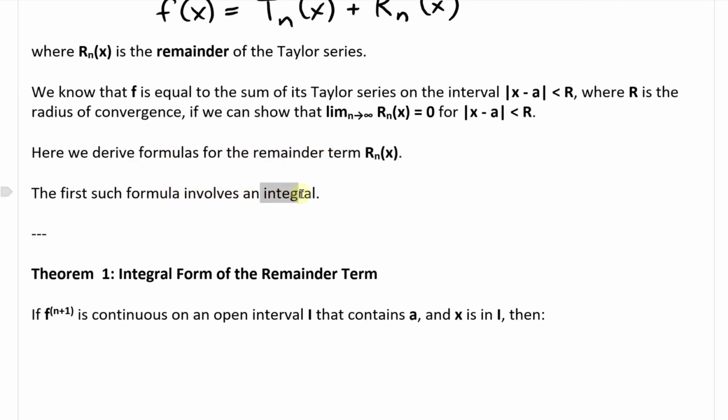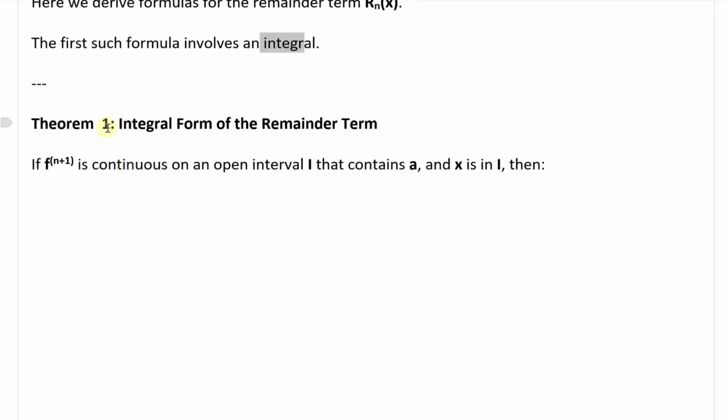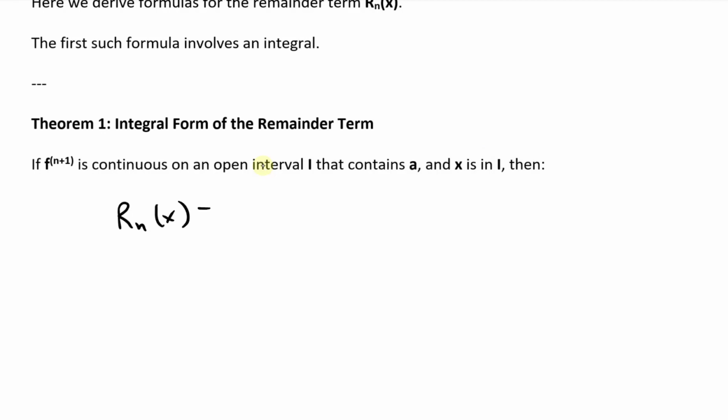The first such formula involves an integral, and this is called Theorem 1, the integral form of the remainder term. If the (n plus 1)th derivative of f is continuous on an open interval I that contains a, and x is in I, in other words x and a are inside this open interval I, then the remainder R_n of x is equal to 1 divided by n factorial, times the integral from a to x of x minus t to the power of n, times the (n plus 1)th derivative of f of t, dt.